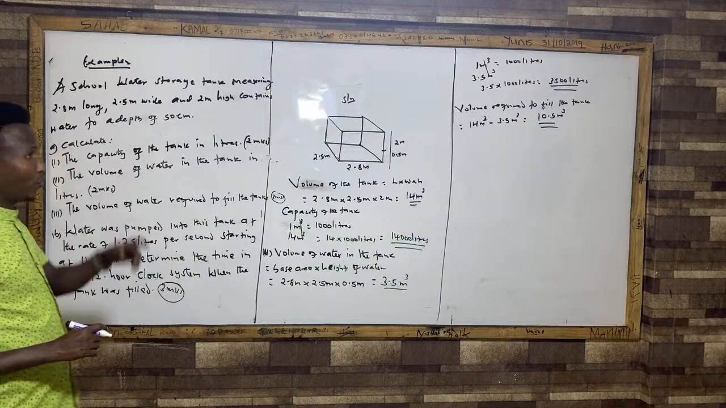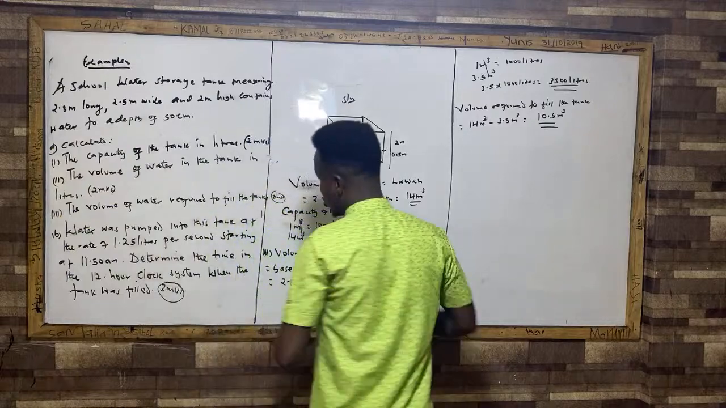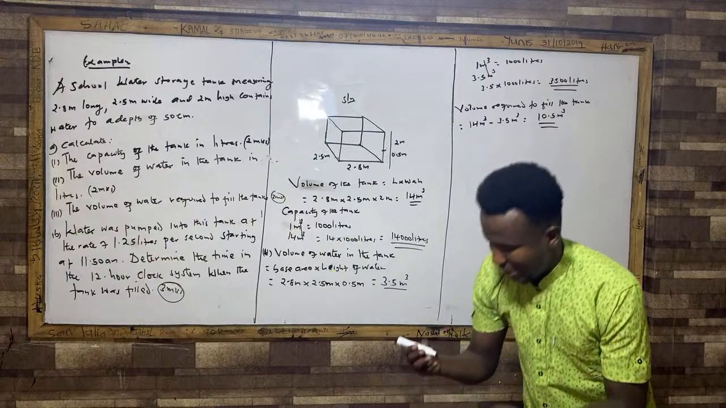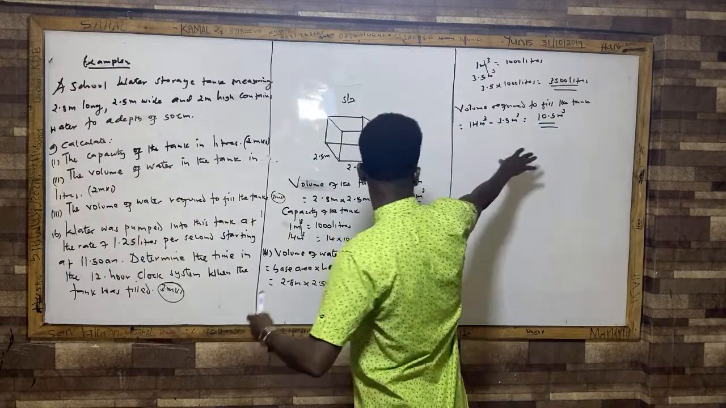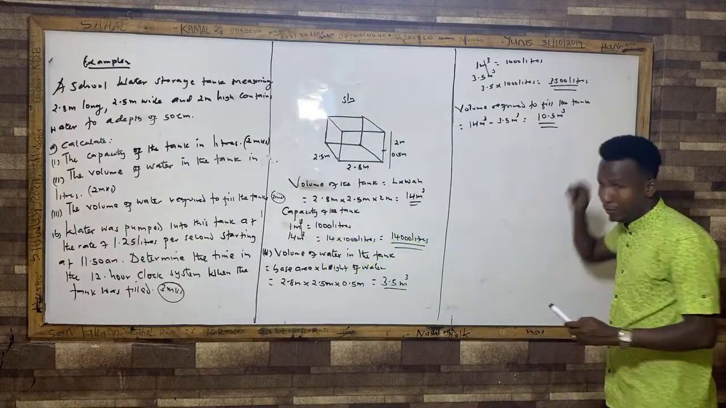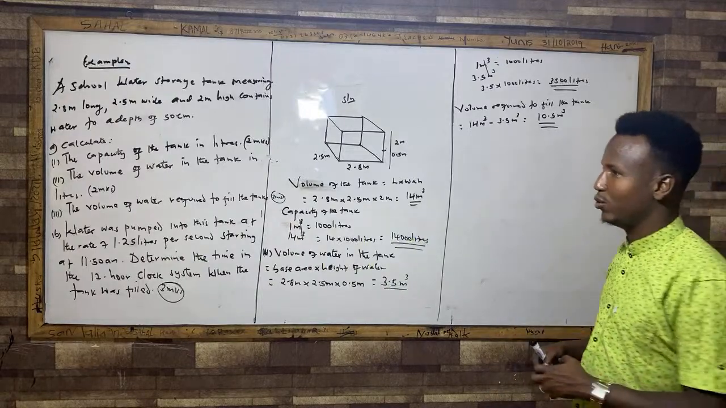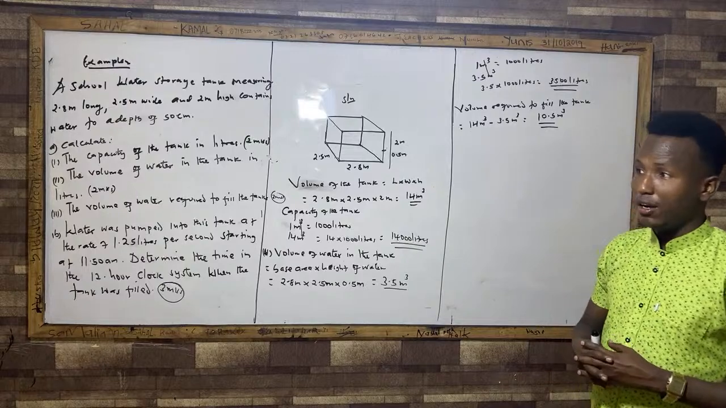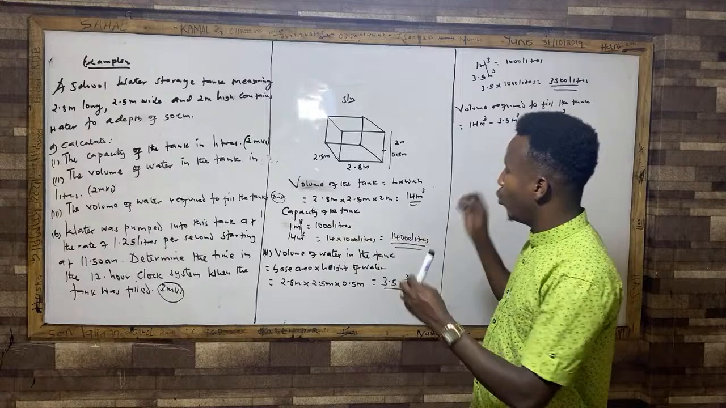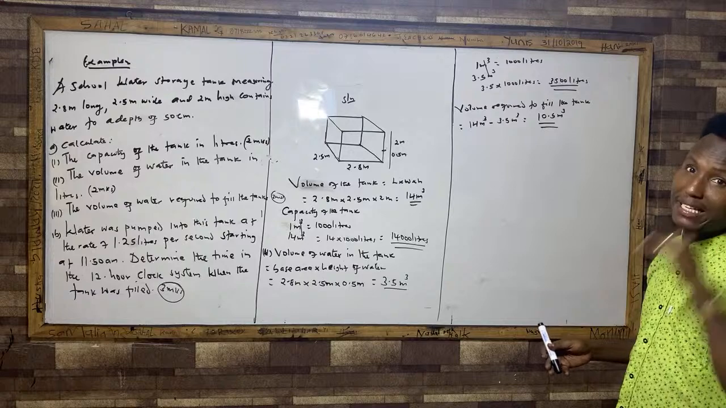Now, I need to convert this one. Why are we going to convert this one? Just understand the nature of the question. Why is there a necessity of converting this into liters? Because you're told this is the volume of water that is required to fill this tank. Look at the rate of pumping. You're told water was pumped into this tank at the rate of 1.25 liters per second.